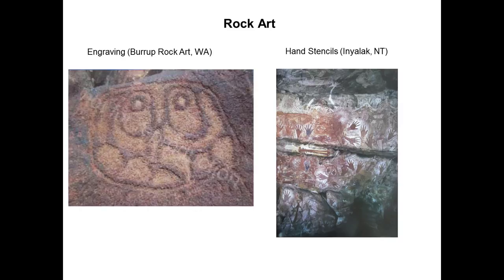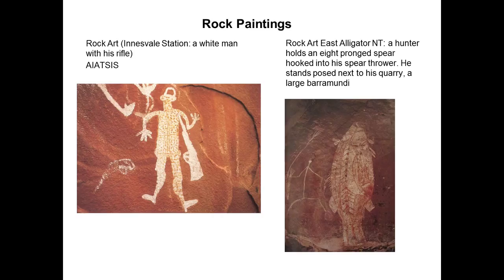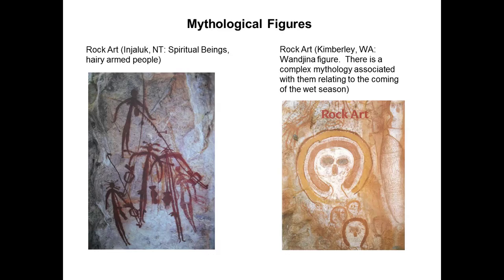So you've got engravings, where they've actually engraved into the rock, and hand stencils, so blowing the paint onto the rock wall over their hand. And that's from the Northern Territory, that photo. Got rock paintings. Rock art of mythological figures, so just passing on events, stories of events that have occurred, but passing on stories. Beliefs.